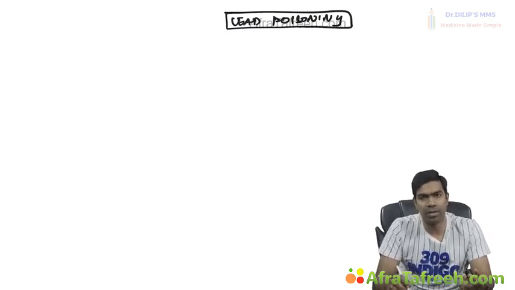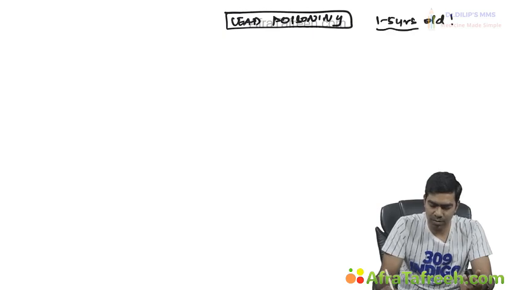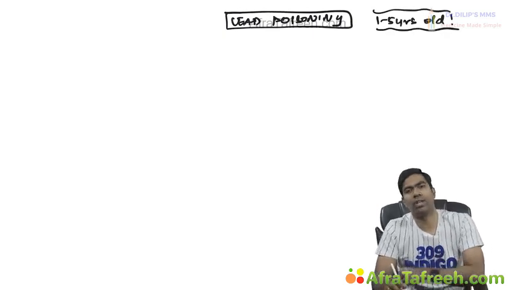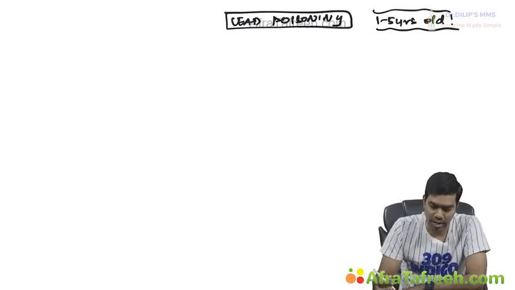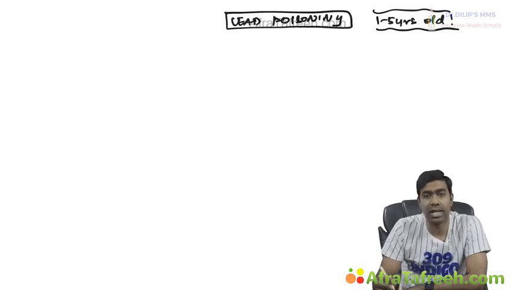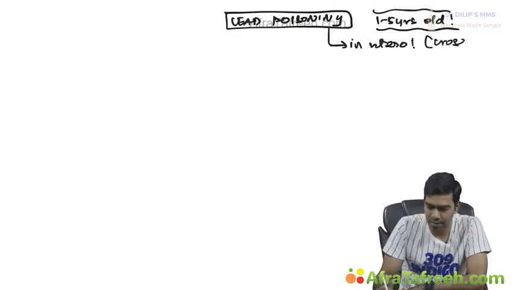When will lead poisoning happen? If you ask me the epidemiology of lead poisoning, typically it happens in children 1 to 5 years old. So very commonly, who are at risk for developing lead poisoning are children 1 to 5 years of age. And remember, it can happen in utero also. Lead poisoning is possible in utero itself, because lead can cross the placenta.